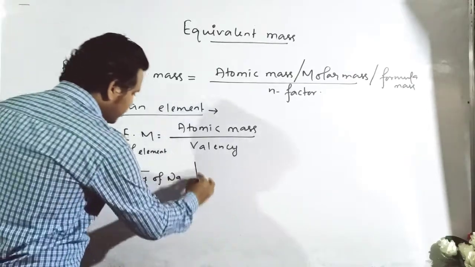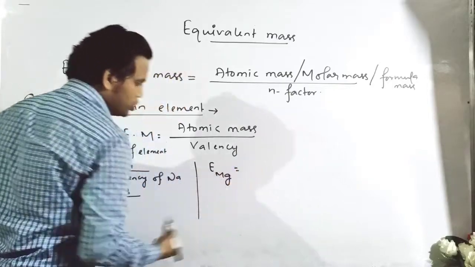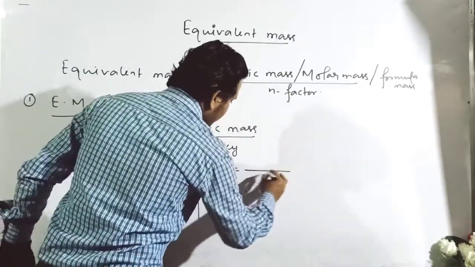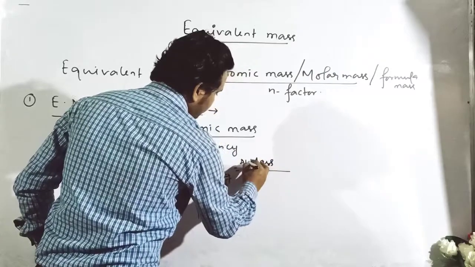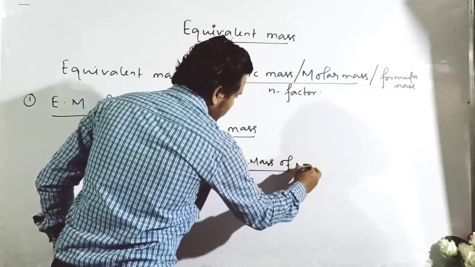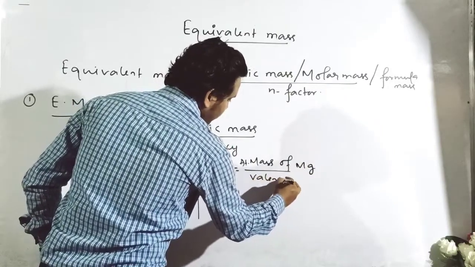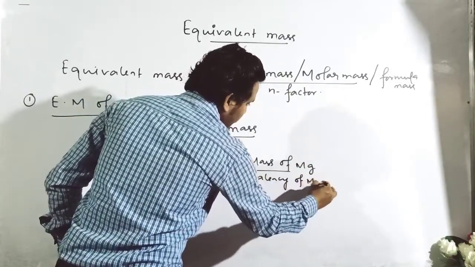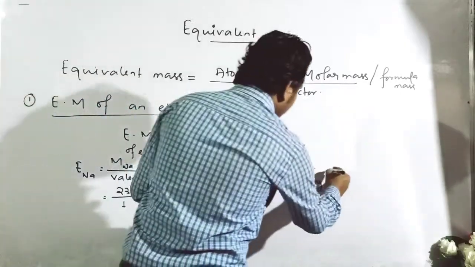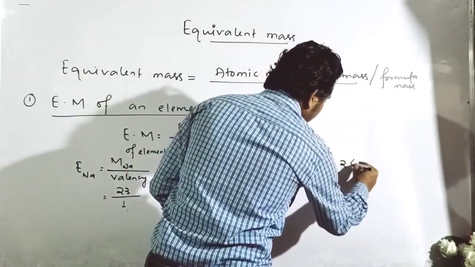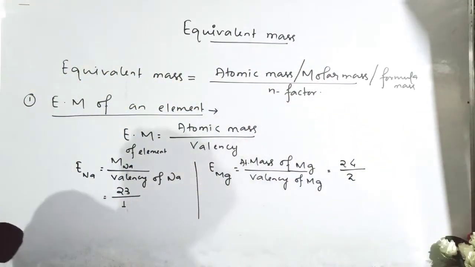In the same way you can find it for other elements. Suppose we have taken magnesium. Atomic mass of magnesium divided by valency of magnesium. What is the valency of magnesium? Valency of magnesium is 2. The atomic mass of magnesium is 24. Valency is 2. That is our answer.